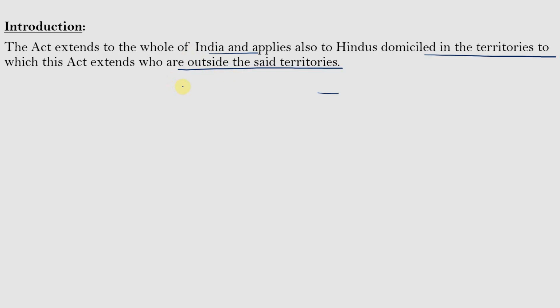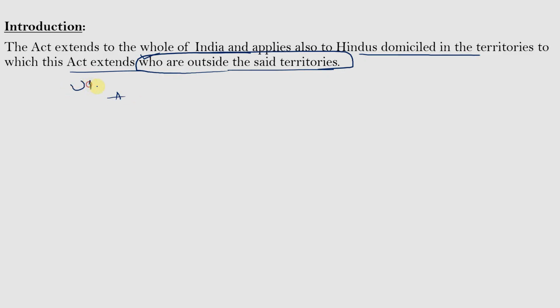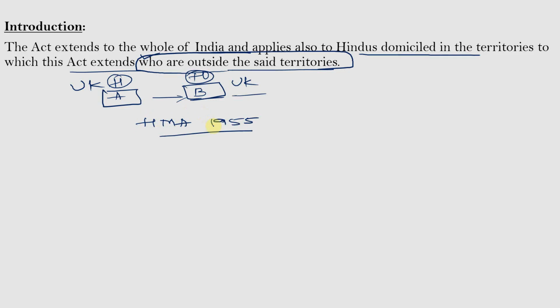So, for example, if A went to the UK for higher studies and got a job and settled in the United Kingdom, and B, also a Hindu, is in the United Kingdom, and now both A and B want to get married. So they shall marry according to the Hindu Marriage Act 1955 only. They shall follow all those conditions which the Hindu Marriage Act provides. So, though A and B are living outside the territory of India, the Hindu Marriage Act shall apply to both of them as they are Hindus.